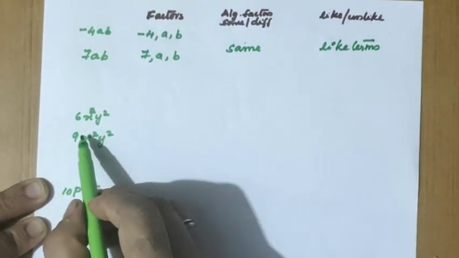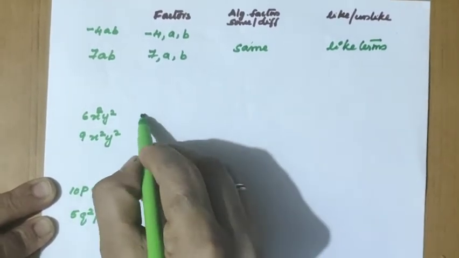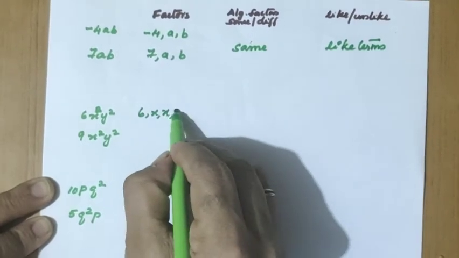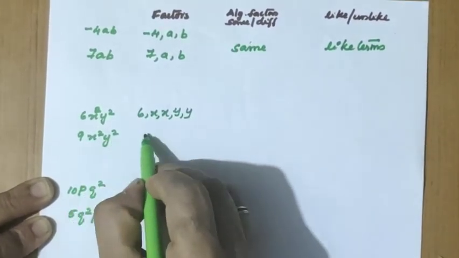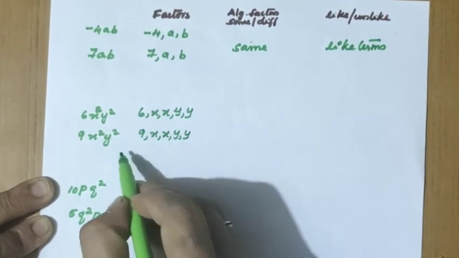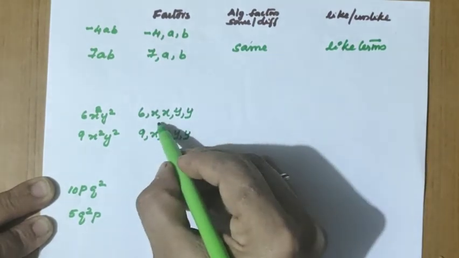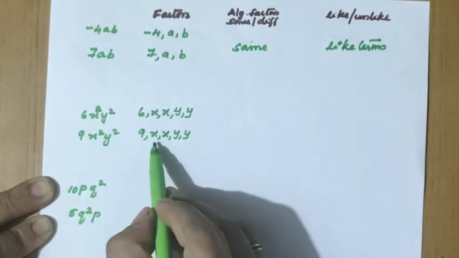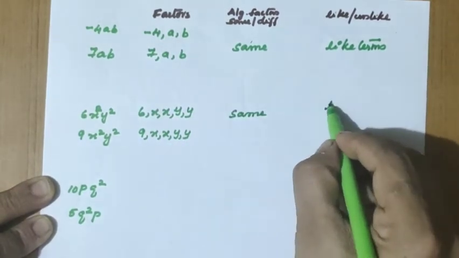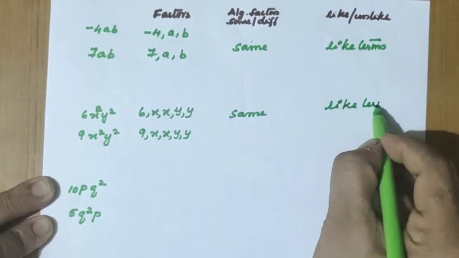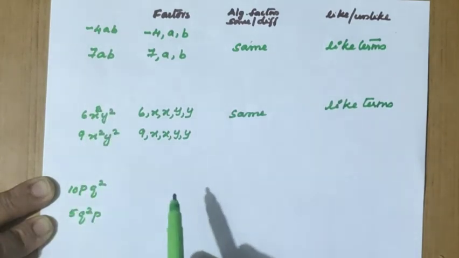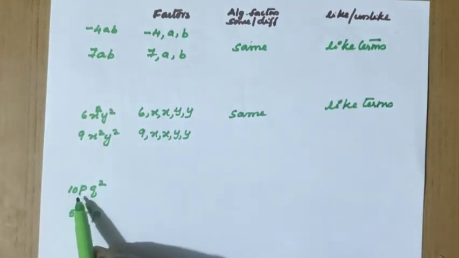Right? Now the second question, 6x square y square. The factors will be 6 comma x square, meaning x comma x, and y square, meaning y comma y. Again 9x square y square: 9 comma x comma x, y comma y. Now check the algebraic factors: x two times, y two times, here also x two times, y two times. So the factors are the same, hence they are called like terms. When we are comparing, we are ignoring the numerical coefficients. We are only comparing the algebraic factor part.